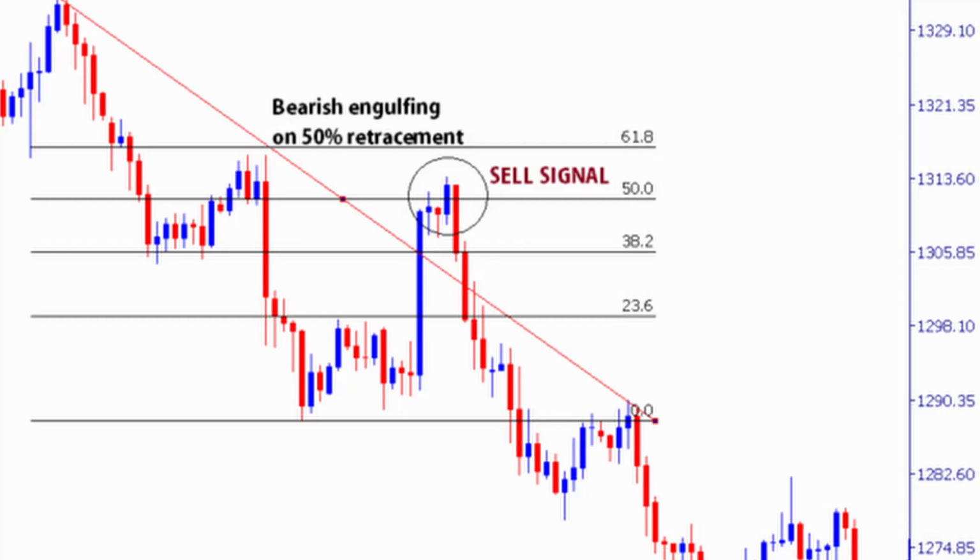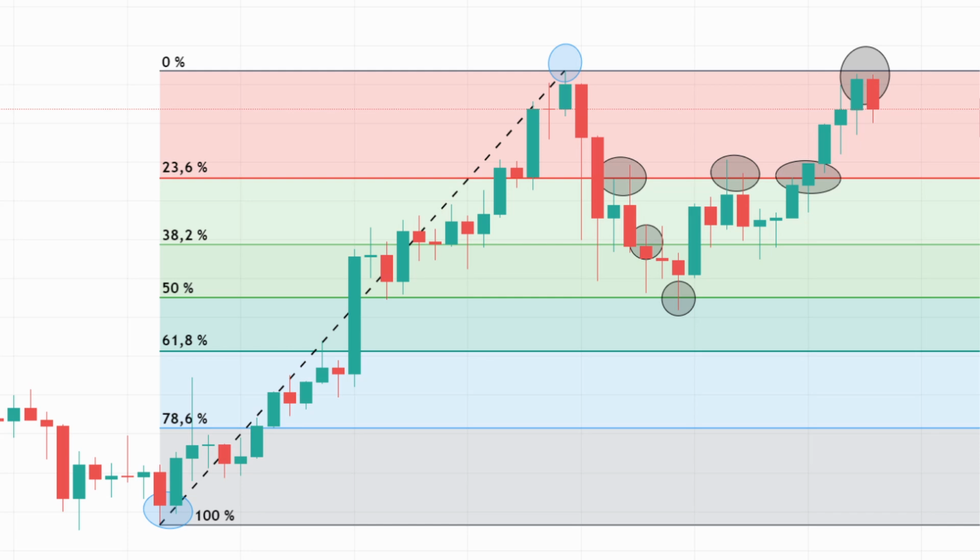Draw the tool. Use your charting software to draw the Fibonacci retracement tool between these two points. The software will automatically calculate the retracement levels. Analyze the levels. The tool will create horizontal lines at key Fibonacci levels: 23.6%, 38.2%, 50%, 61.8%, and 100%. These levels are considered potential support or resistance areas where the price might reverse direction.